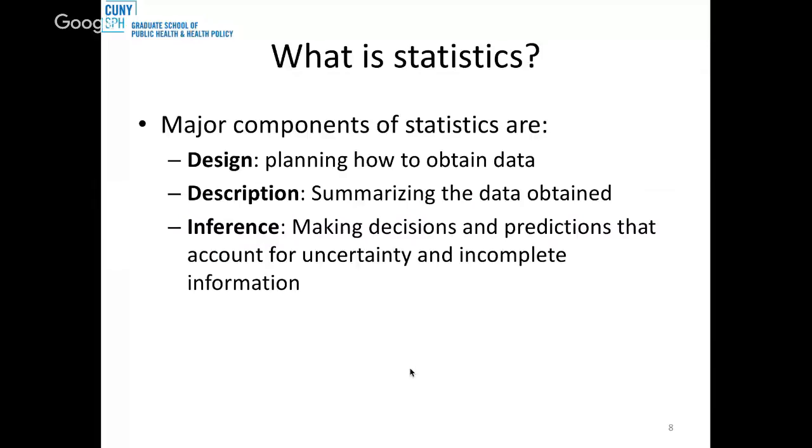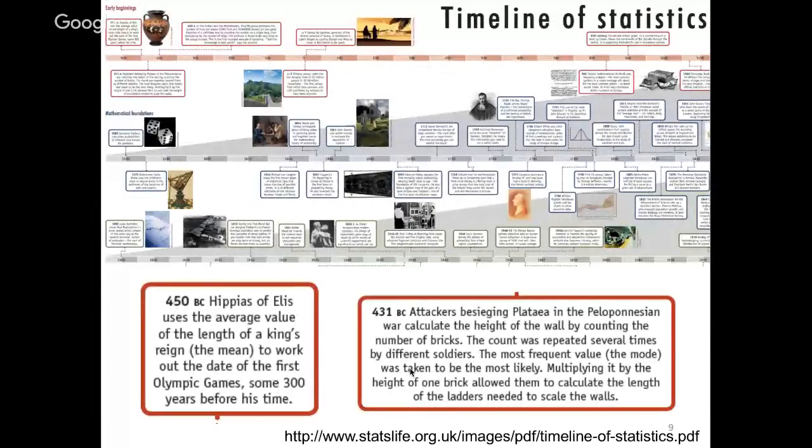With that, I divide statistics into these three main components. Design, being the part that you do before you collect any data. Description, which is the first thing that you do after you have your data, summarizing and getting a feel for the structure of it and basic lessons in it. And inference, which is the making of decisions and predictions, accounting for the uncertainty in the information.